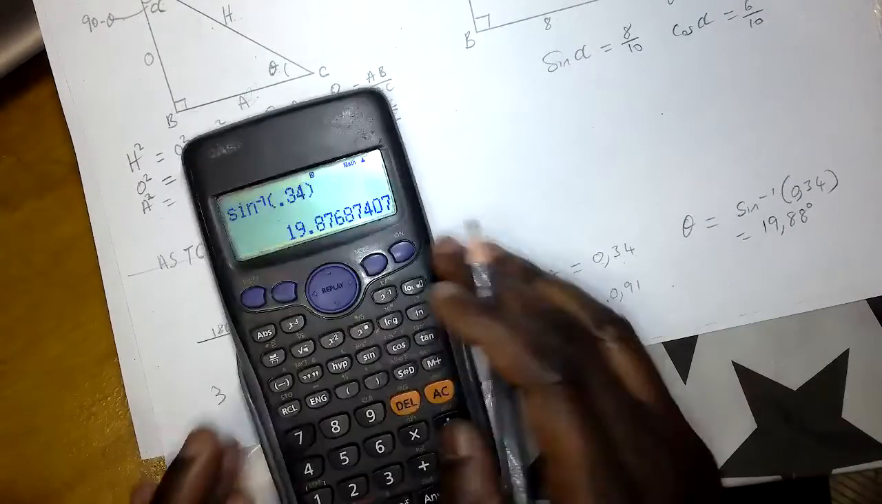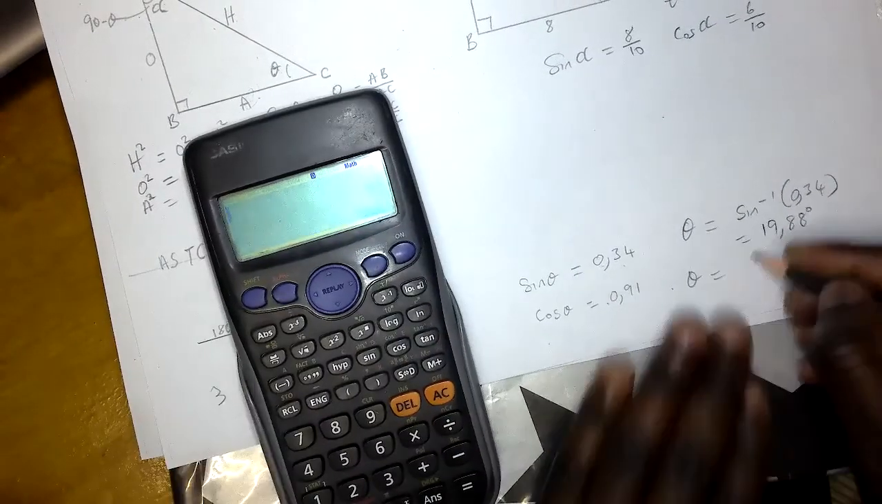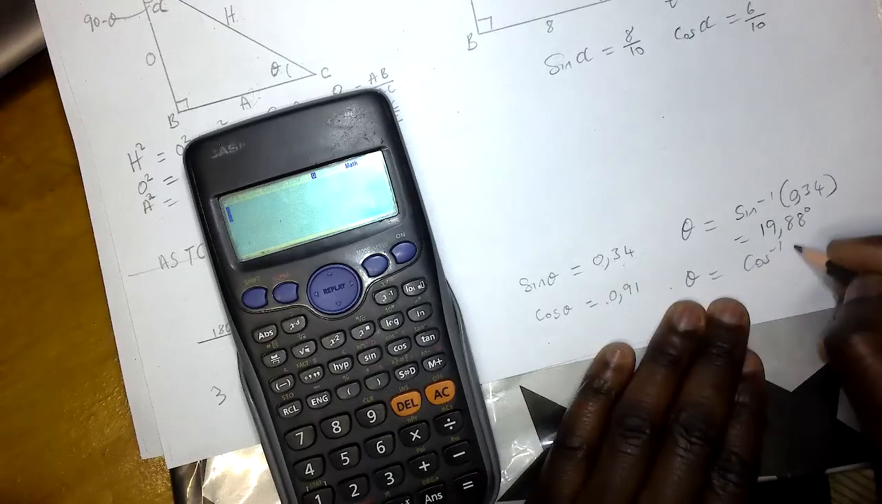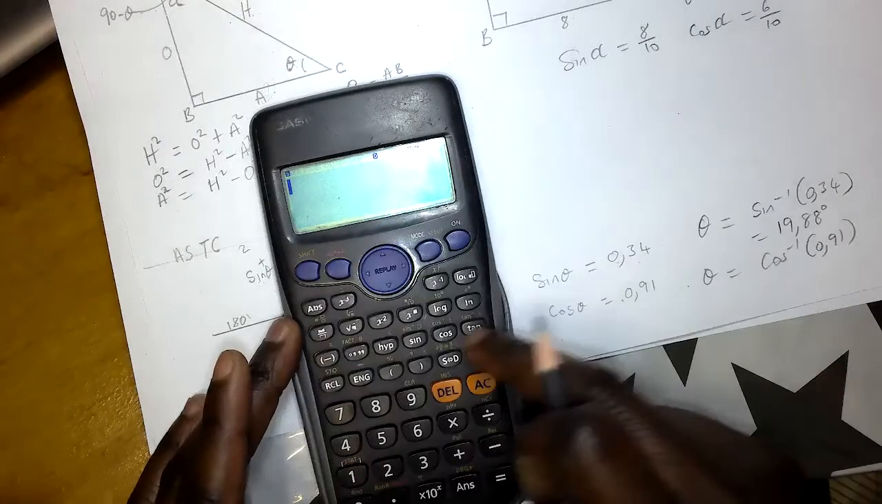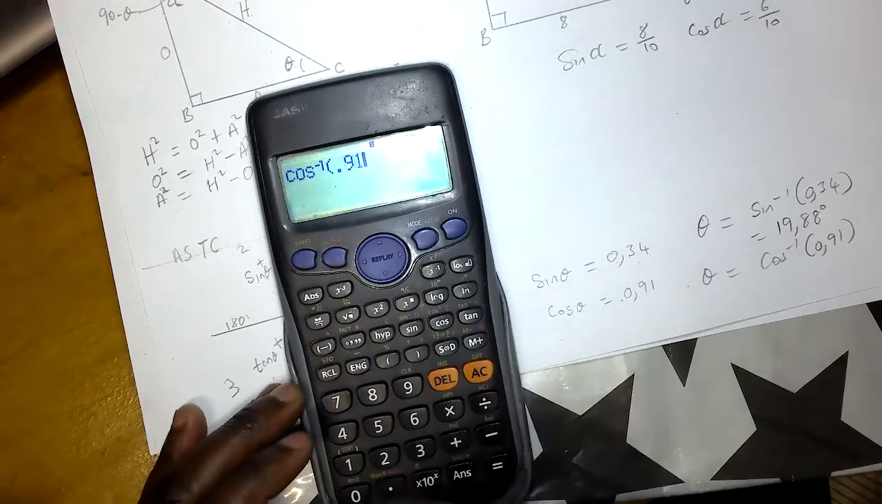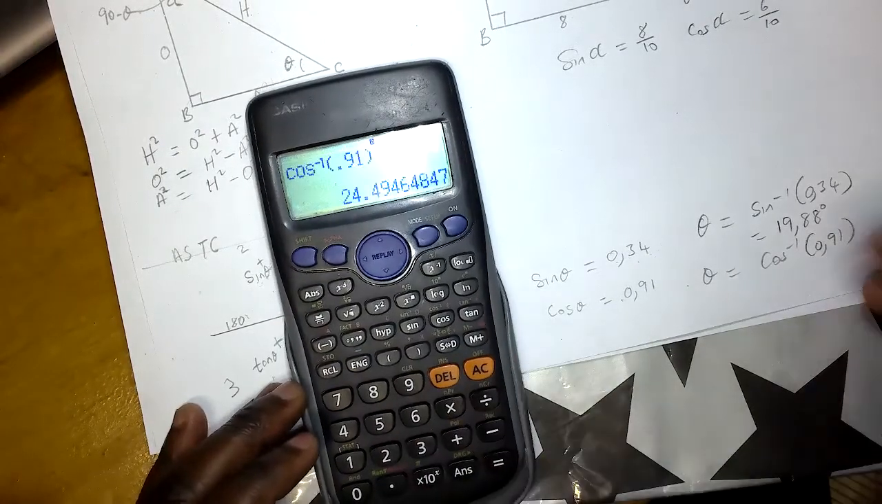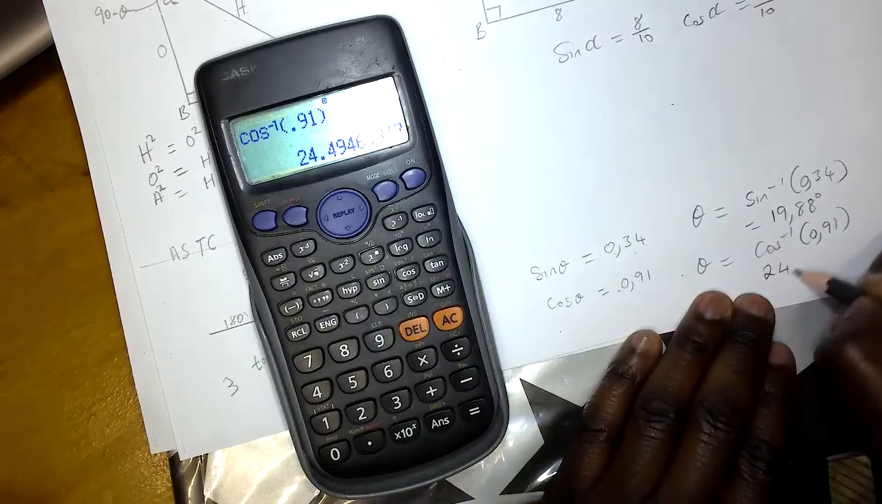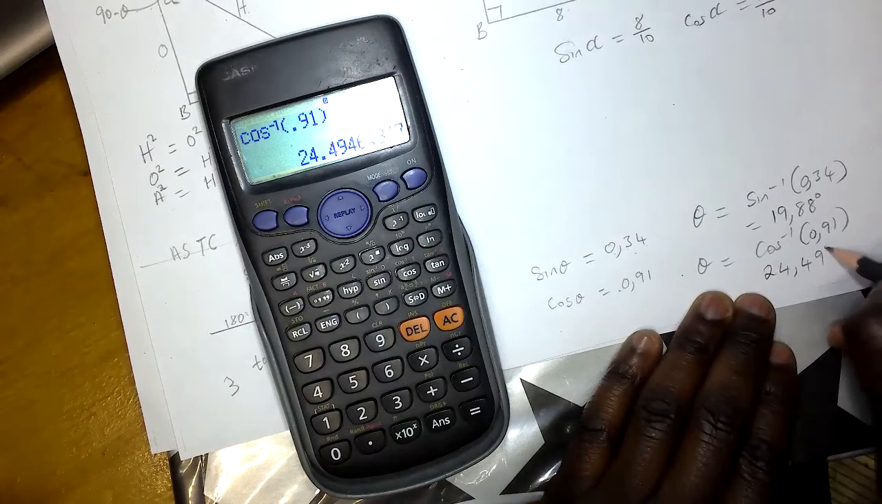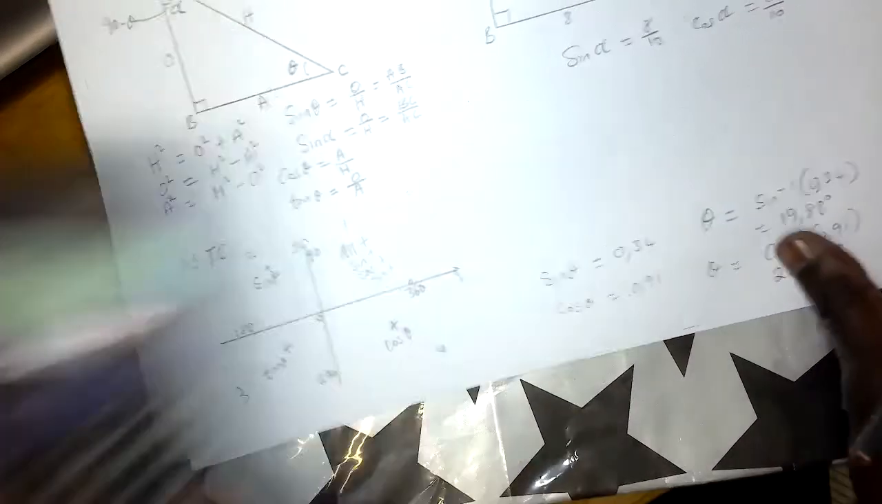Now again, for cos, I want you guys to punch cos. For theta here, theta is going to be equal to arc cos of 0.91. Now what is it? Shift cos 0.91. What do we get? We get 24.49. 24.49. And don't forget to put degrees because that's how we measure it.